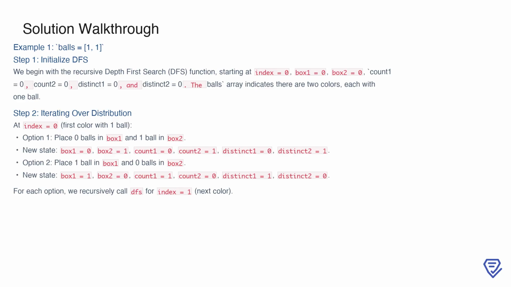At index 0, we explore all possible ways to distribute the ball of the first color. The first option is to place 0 balls in box 1 and 1 ball in box 2. This results in box 2 having 1 ball of a distinct color, while box 1 remains empty. The second option is to place 1 ball in box 1 and 0 balls in box 2. This leads to box 1 containing 1 ball of a distinct color, while box 2 remains empty. For each of these choices, we proceed recursively to explore the distribution of the next color at index 1.